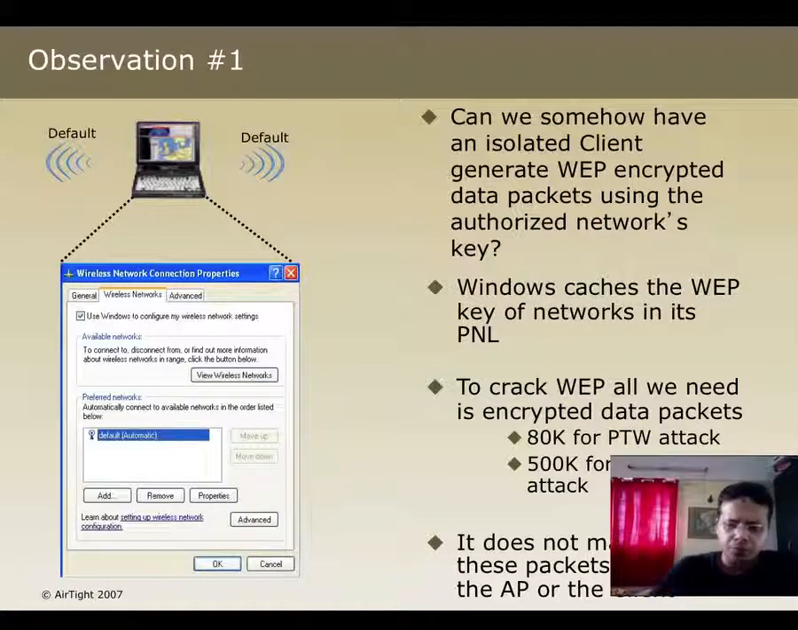So what we really need is somehow to make the client generate data packets with the WEP key. Now, if you're near the authorized network, this is pretty trivial, right? You could just use Aireplay and probably have the client or the AP or both generate packets. But how can you make a client which is thousands of miles away from the authorized network suddenly generate thousands of packets encrypted with a WEP key, which anyway belongs to an authorized network so far away?